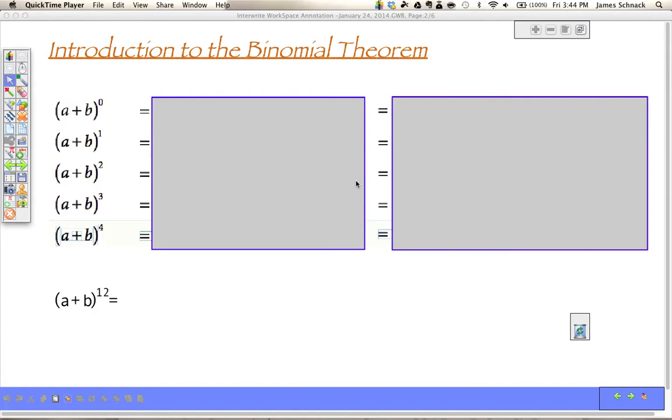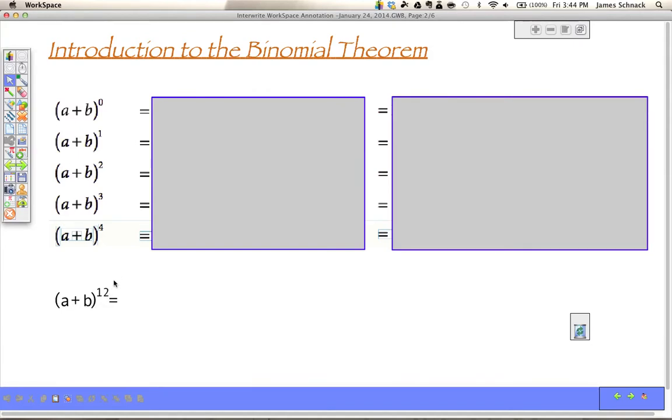Hello everybody, in this three-part series we'll be looking at the binomial theorem. That is, how do we expand things like this? A binomial has two terms, and we're going to be raising it to various exponents. And while these are fairly straightforward and we can do it fairly reasonably, as we'll see in a second, what happens if we have a plus b to the 12th?